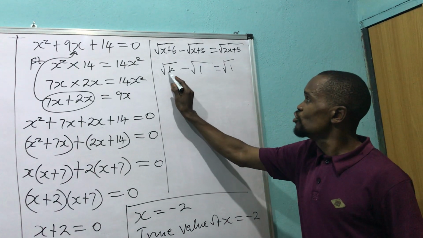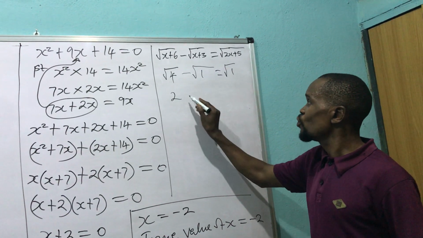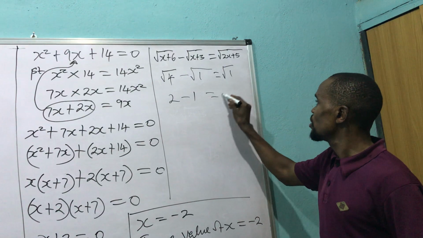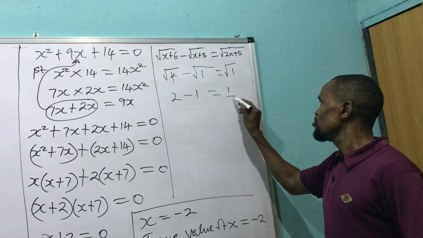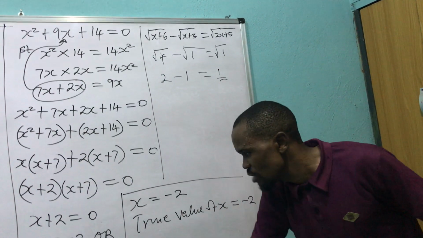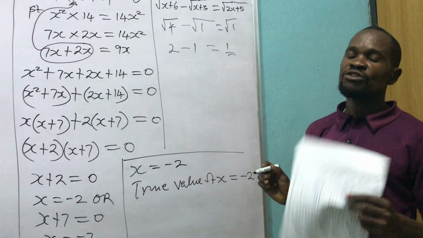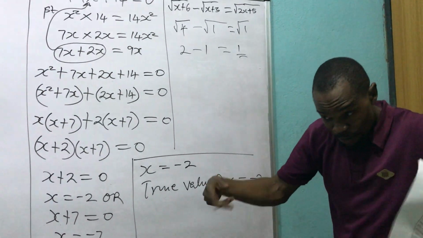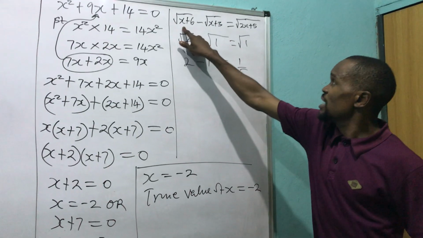And then check this: root 4 will give me 2. Root 1 will give me 1. Root 1 will give me 1. 2 minus 1 will give me 1. Then I ask you, check by yourself, put minus 7. Put minus 7 here.